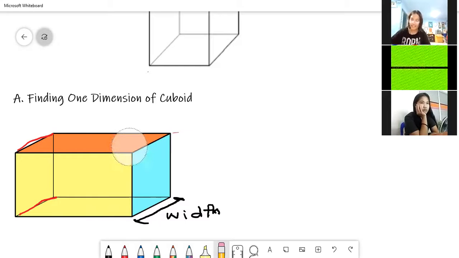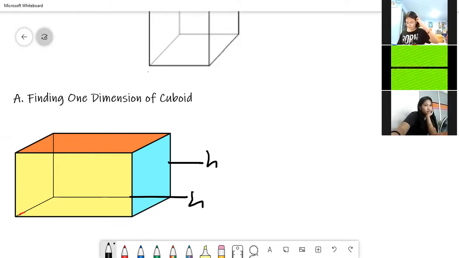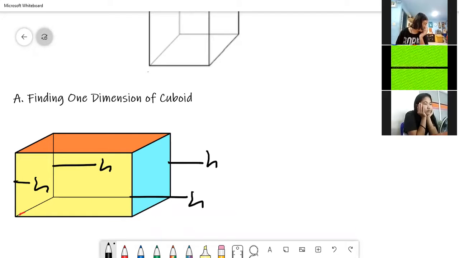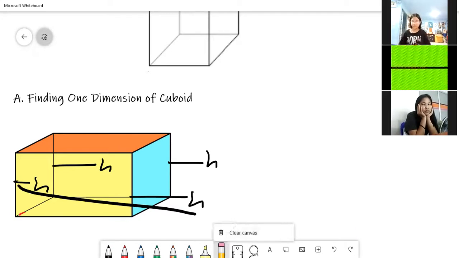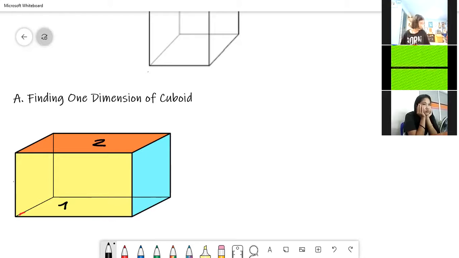Okay, and the height. Where's the height? The height is this. Height, height, height, and height. So we have 4 of everything. Now, as I have said, Papon read a while ago that there are 6 faces. So we can see the 6 faces here. We have 1 here, 2, 3.